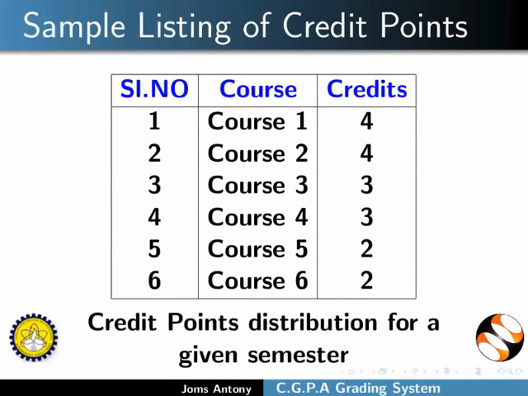In this example, note that Course 1 and Course 2 have the highest credit points, that is 4 each. Course 3 and 4 have 3 credit points each. Course 5 and 6 have 2 credit points each.